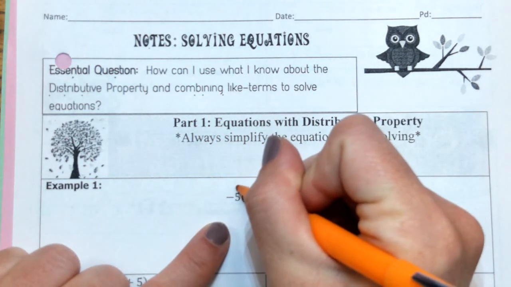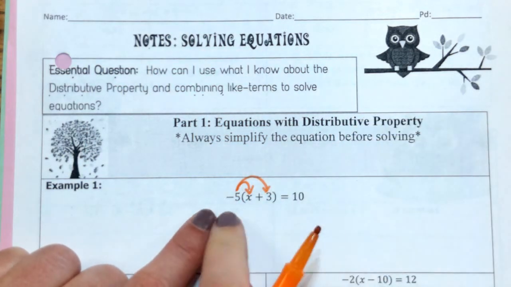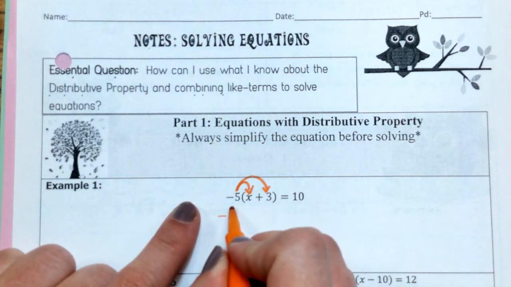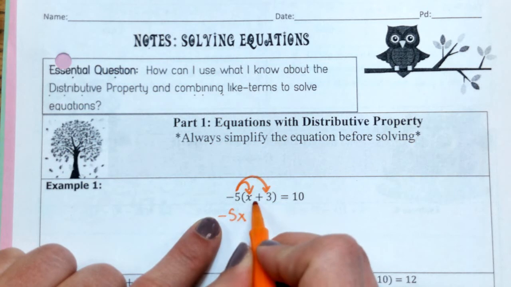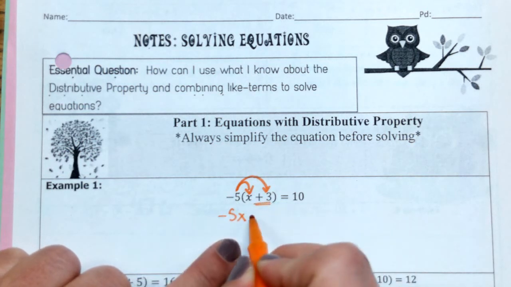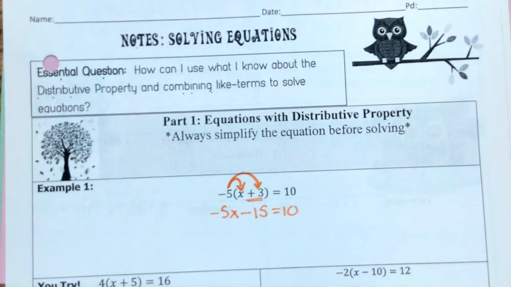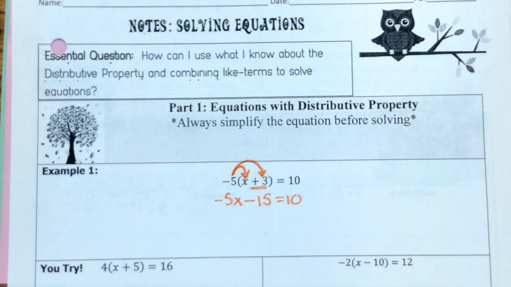So negative 5 on the outside, we distribute it to every number on the inside. Negative 5 times x is negative 5x. Negative 5 times positive 3 is negative 15. So, when I simplify that, I have negative 5x minus 15 equals 10.